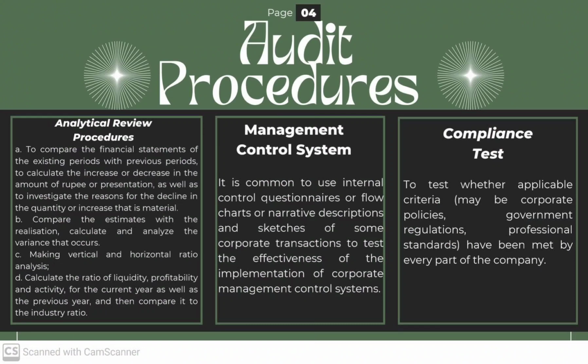Audit procedures. Analytical review procedures. A. To compare the financial statements of the existing periods with previous periods, to calculate the increase or decrease in the amount of repeat or presentation, as well as to investigate the reasons for the decline in the quantity or increase that is material.